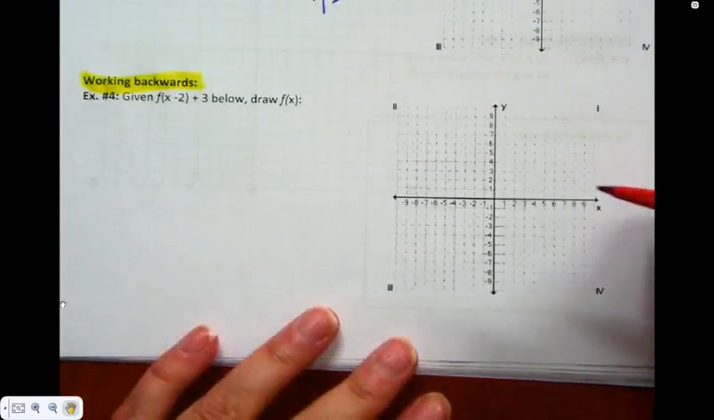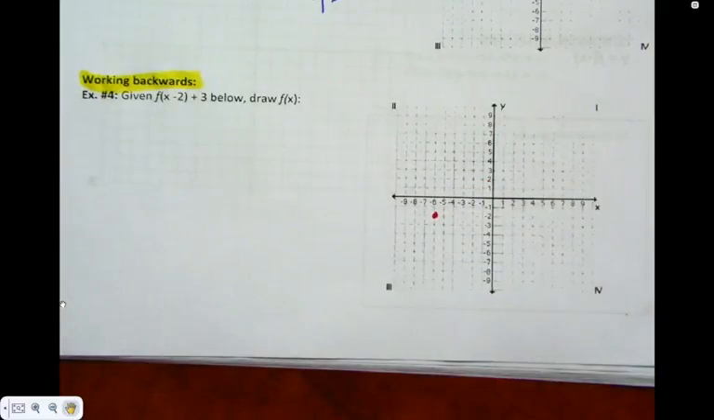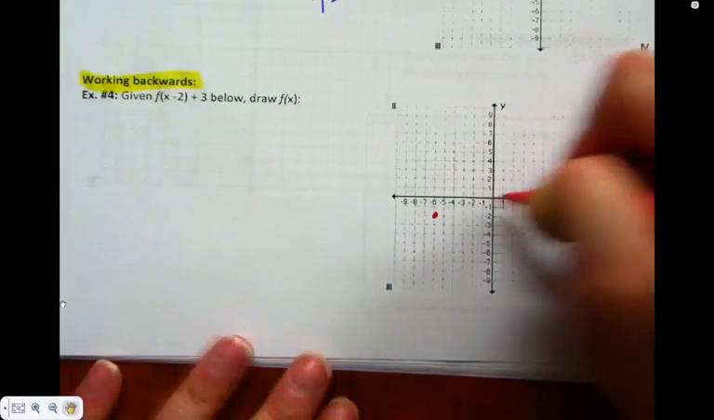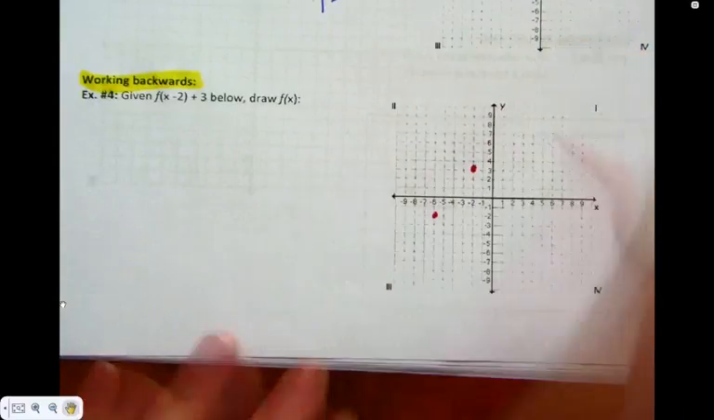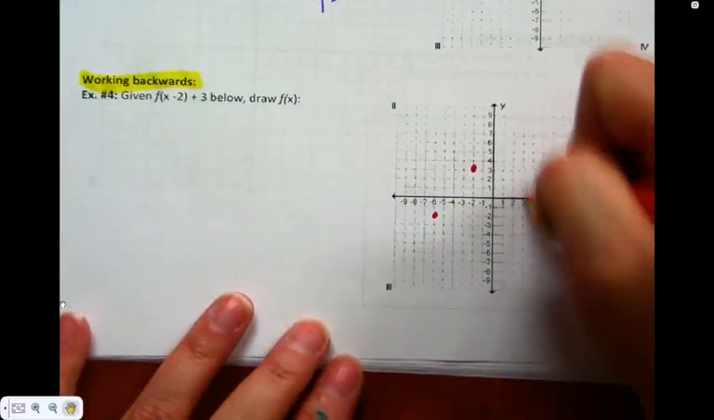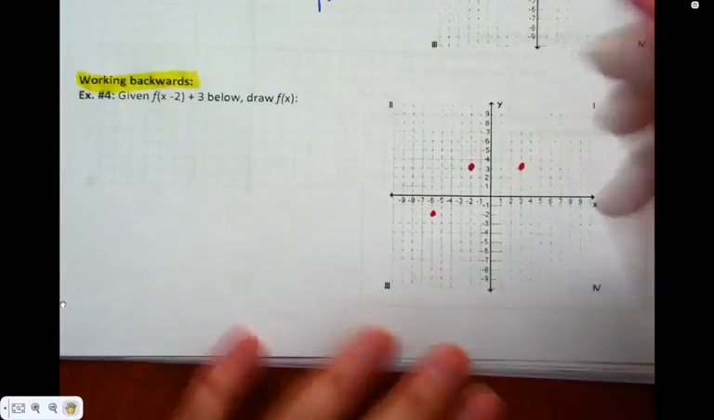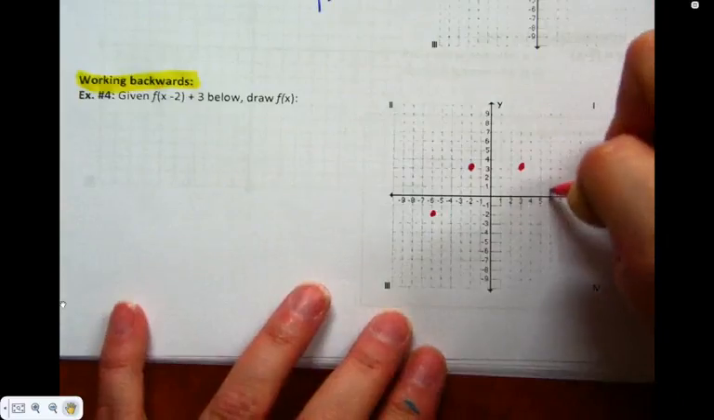I want you to put a point at -6, -2, and a point at -2, 3, and a point at 3, 3, and a point at 6, 4.